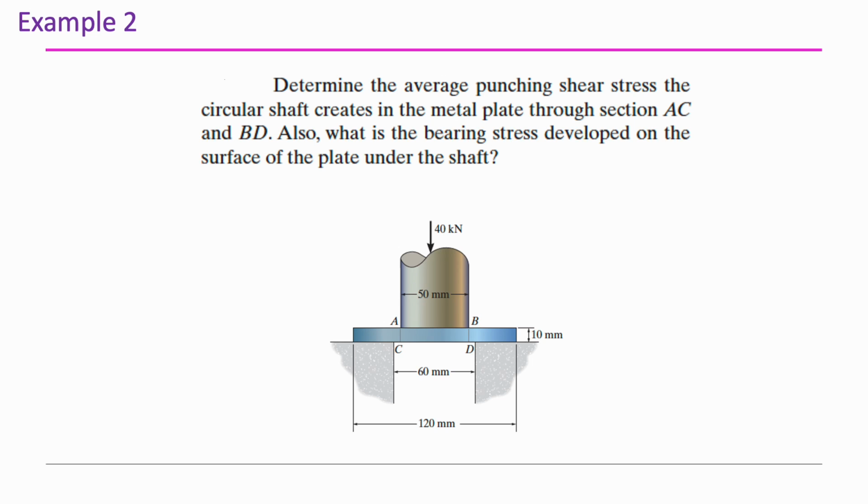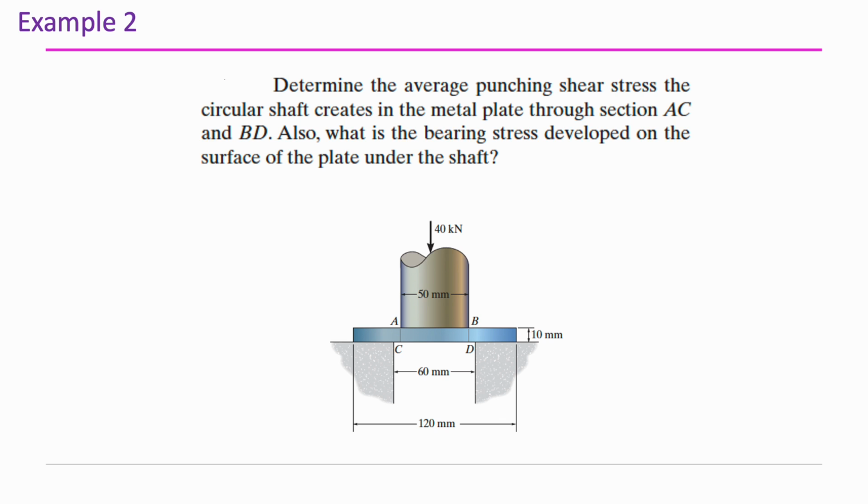Let's solve a classic punching shear stress and bearing stress problem. We are analyzing the average punching shear stress created by a shaft and also the bearing stress on the plate it is pressing into. We have a circular shaft with a diameter of 50 mm and it is pressing through a metal plate. The applied force is 40 kN and it is downward. The thickness of the plate is 10 mm.